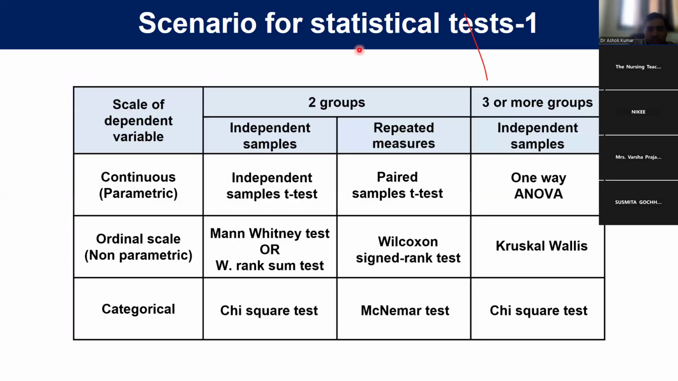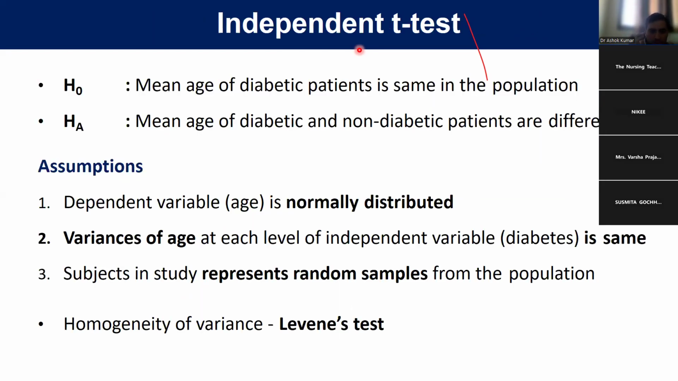So from this table, we have to choose. Our dependent variable is age, and that is normally distributed, and age is a continuous variable. How many groups? Diabetic and non-diabetic, that is an independent sample, and there are two groups. So which test do we have to use? We have to go for the independent sample t-test.